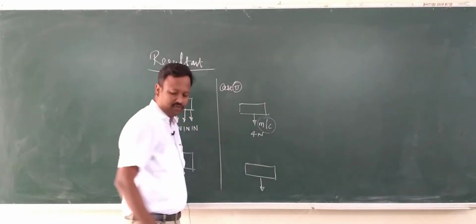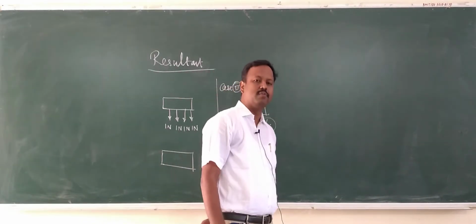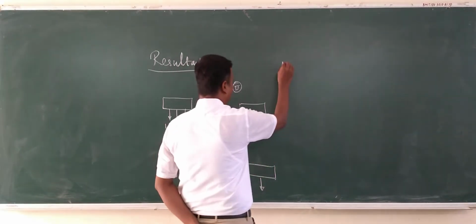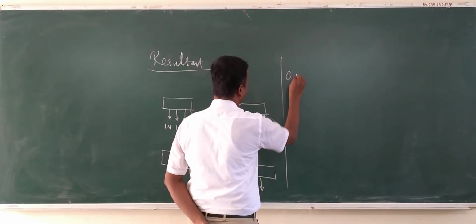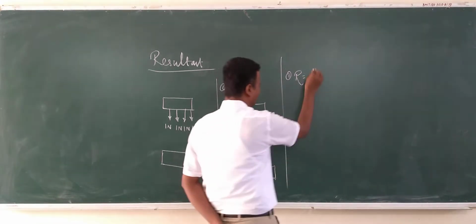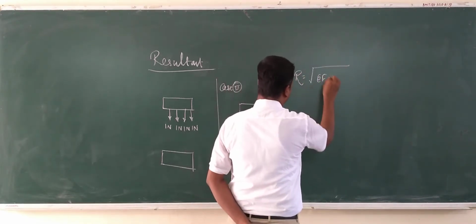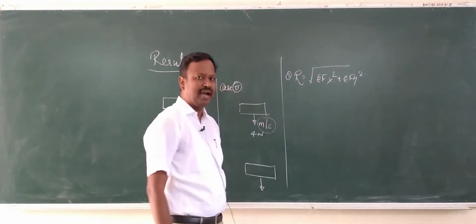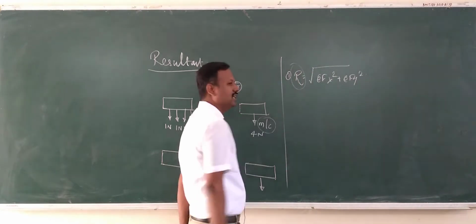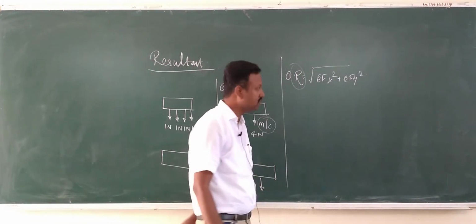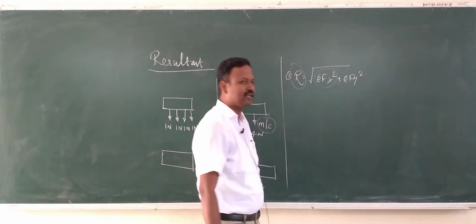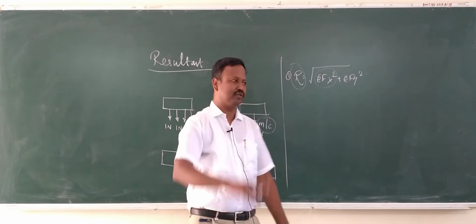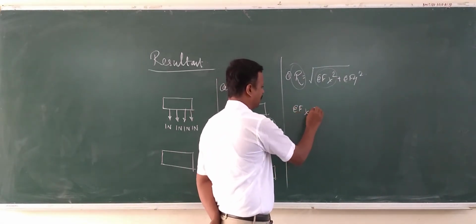Now after the concept, we have to go for the numerical problems. If the numerical problems are there, what are the steps involved in the resultant? The first step is the magnitude of resultant, that is R is equal to under root sum of Fx square plus sum of Fy square. This R is defined as the resultant force. What about this one? Sum of Fx is the summation of all the horizontal forces, and this is the sum of all the vertical forces.